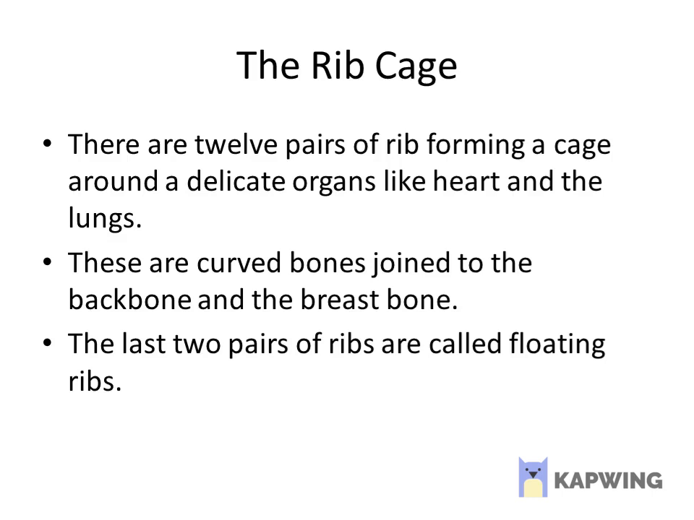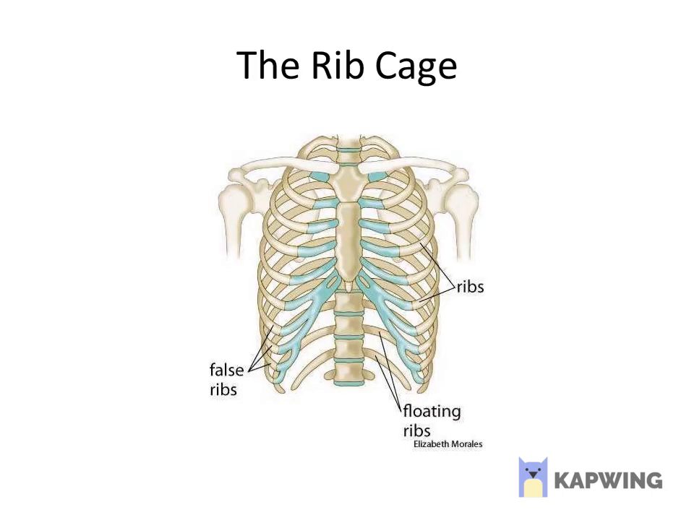And the last two pairs of ribs are called the floating ribs. And it is clear from the diagram. There are 12 pairs of ribs forming a cage around the delicate organs. So which organs does the rib cage protect? It protects the heart and lungs.